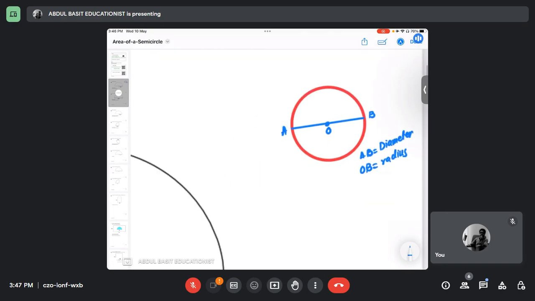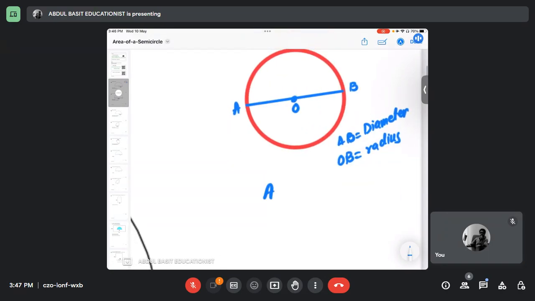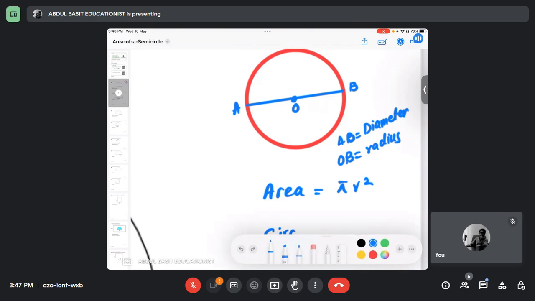So in a circle, we have two formulas. The first formula is of area. Area is equal to pi r squared. And the circumference means the boundary of the circle. Circumference is equal to 2 pi r.